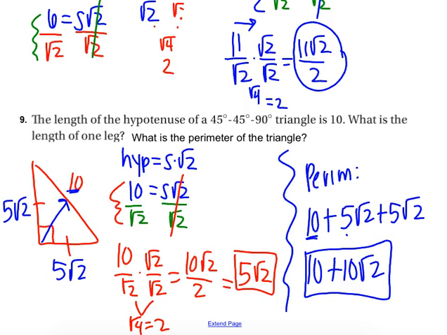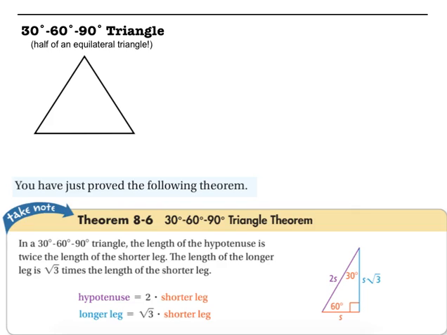Okay, so that's our first special right triangle. Hope we're doing okay. Now it's kind of a lot of info, and we're going kind of quick. But now we're going to turn the page and talk about the 30, 60, 90.